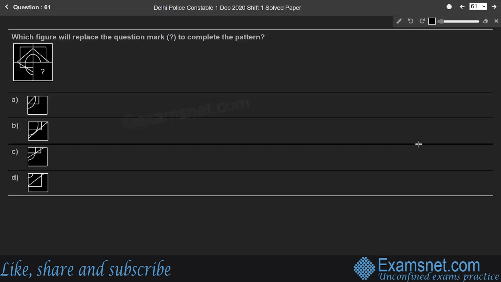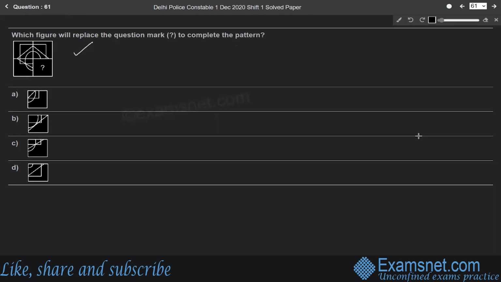Question 61. Which figure will replace the question mark to complete the pattern? So the given figure is like this. So look at option C. This option completes the oval part of the given figure like this. Completes the oval part, this part, right?